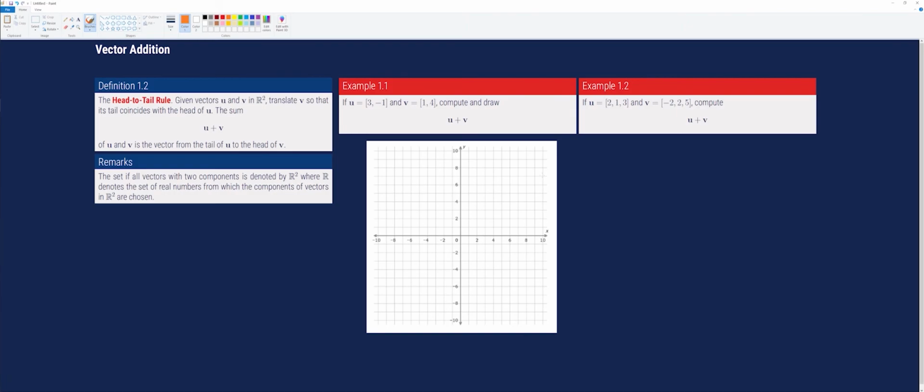We have here a remark. The set of all vectors with two components is denoted by R2, where R denotes the set of real numbers from which the components of vectors in R2 are chosen. So if we have three components, we will represent that with R3. And if we have four components, that will be represented by R4, and so on.